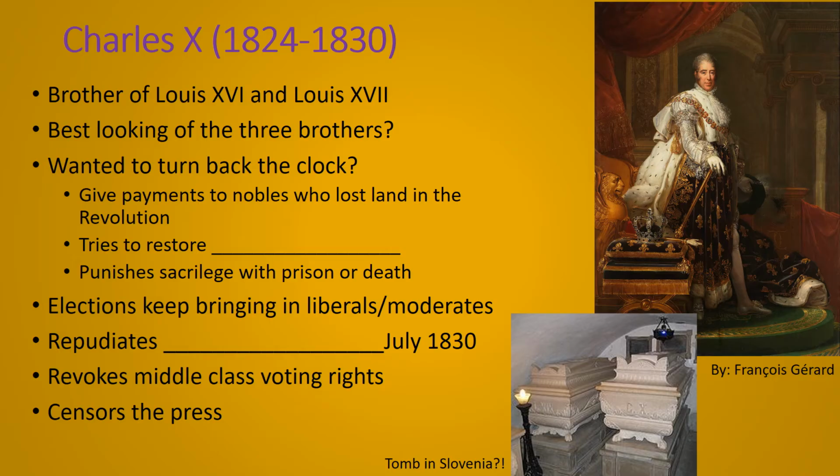He wanted to turn back the clock. He was a reactionary, ultra-royalist. He wanted to be an absolutist. Why? I mean, if you're going to be king, what good is it to be king if your powers are limited? So he will get some things done.